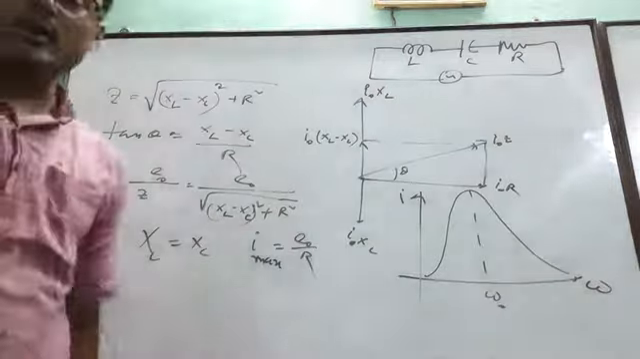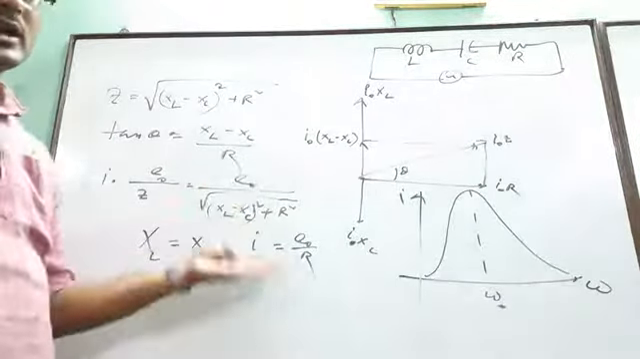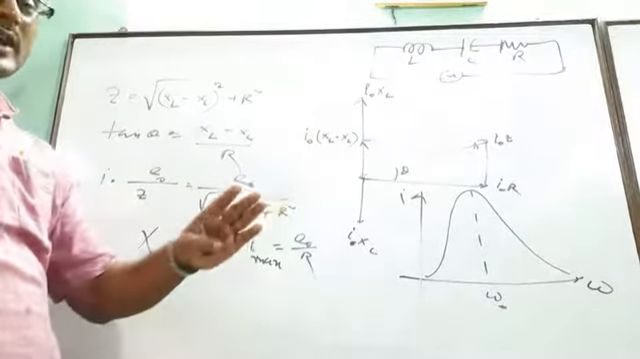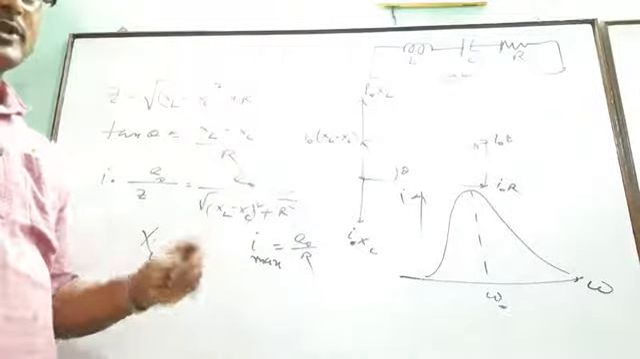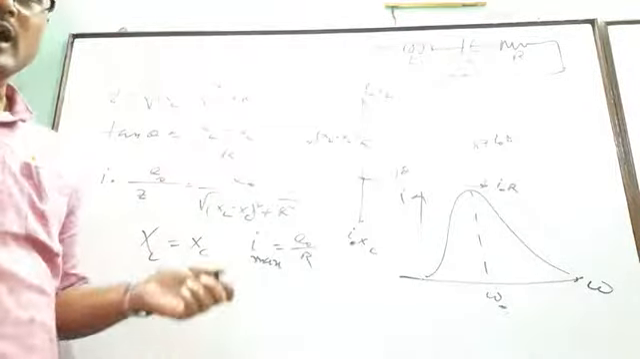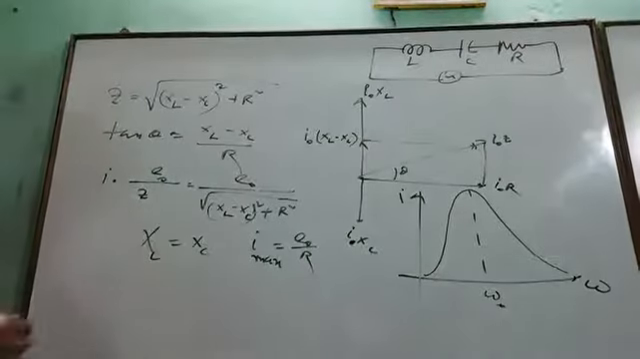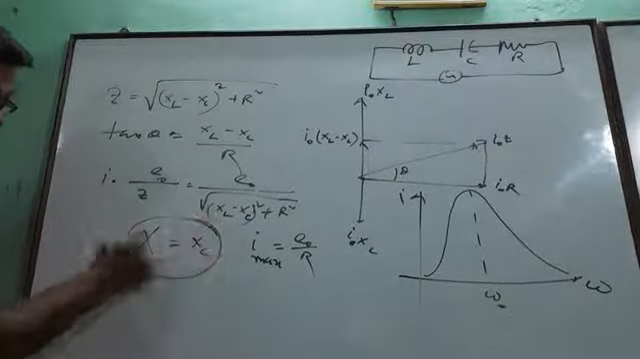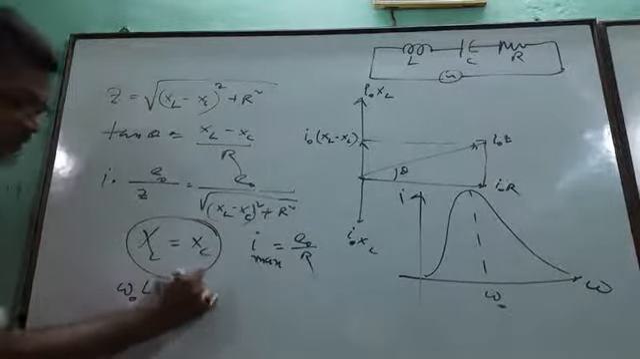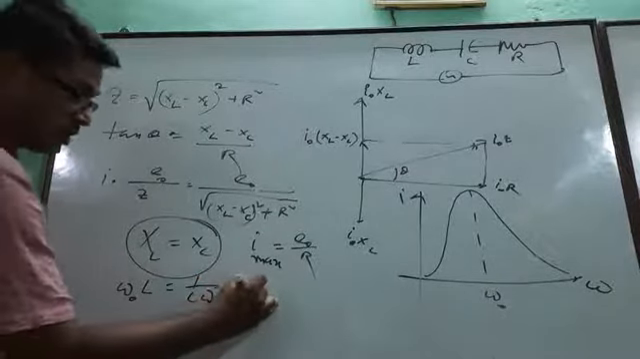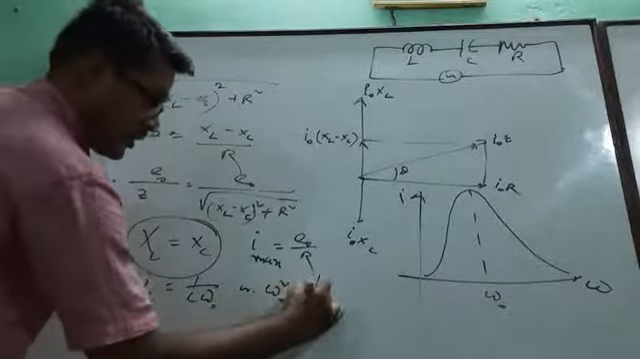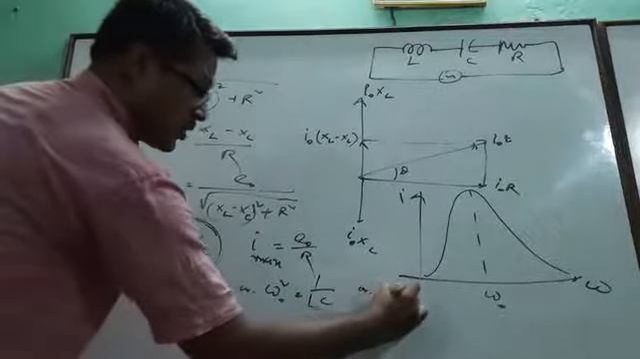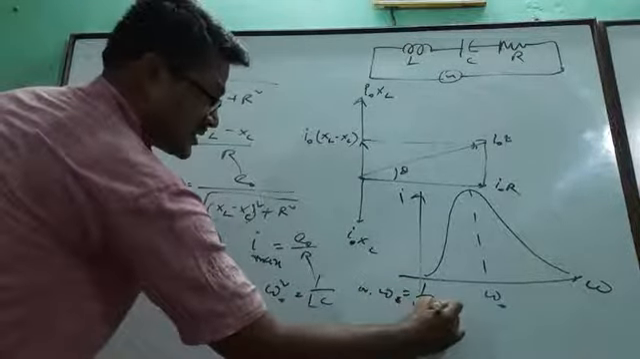So for a particular frequency, the phase of inductance and capacitance will cancel each other. That frequency is known as the resonant frequency. And how can we find out the resonant frequency? XL equal to XC. This is the condition: omega naught L equals 1 by C omega naught, or omega naught square equals 1 by LC, or omega naught equals 1 by root of LC.